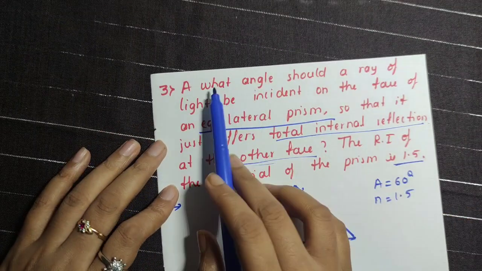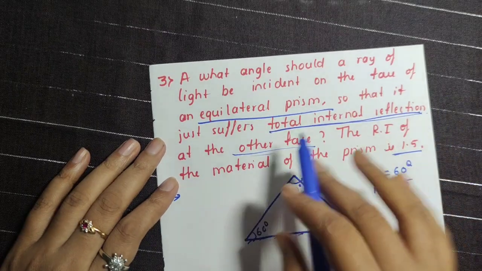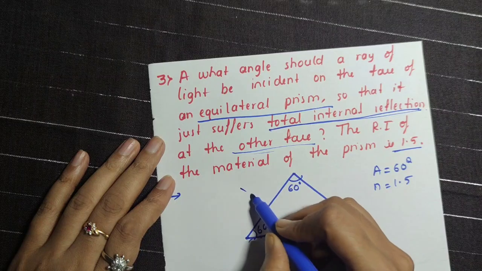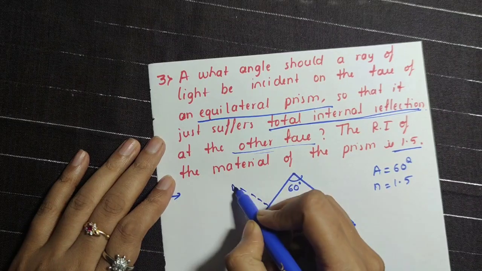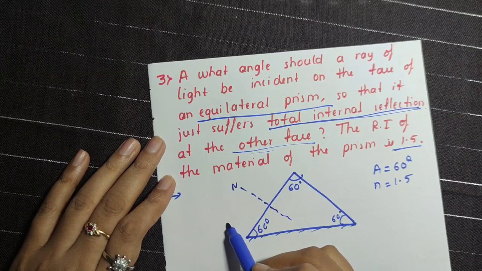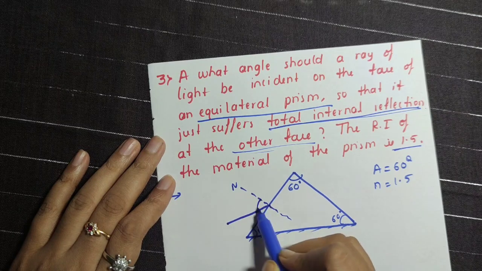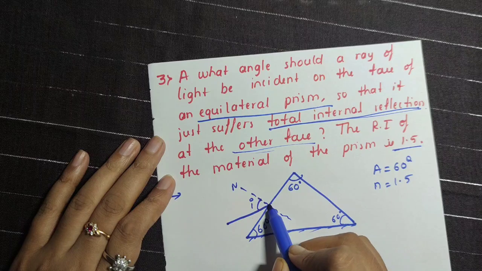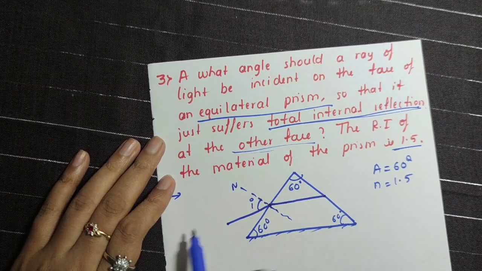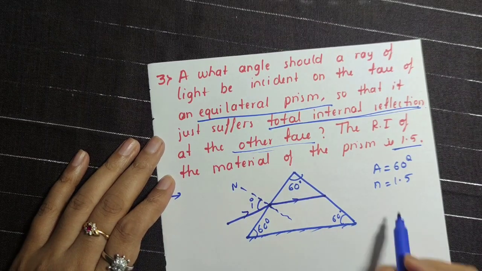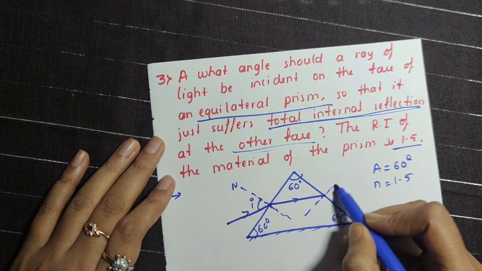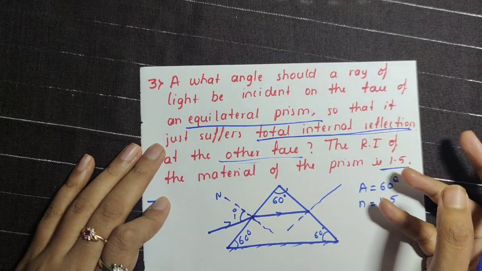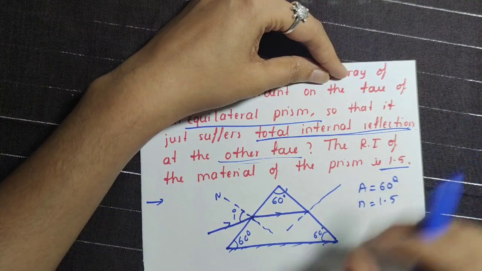Okay, so total internal reflection, when does it come? See, in this interface this will be the normal. At a certain angle the incident ray hits this surface and it will refract in this direction. Again here we get an interface. So total internal reflection occurs when the angle is more than the critical angle.